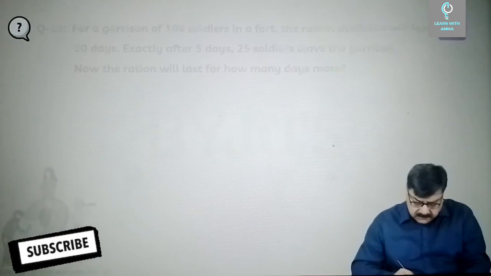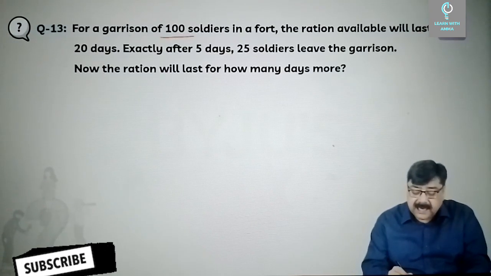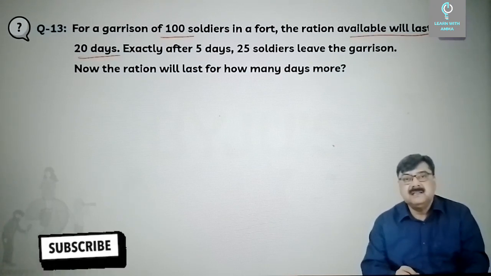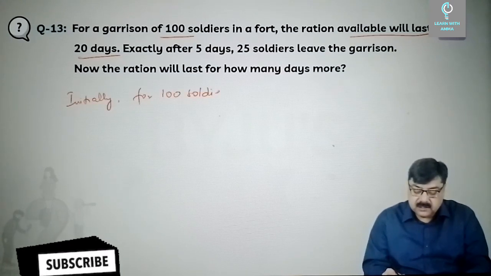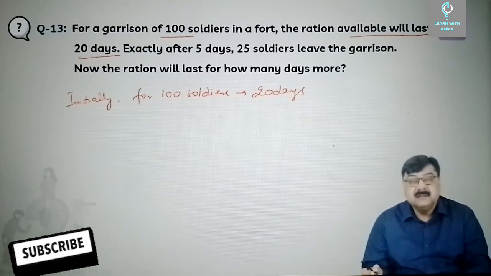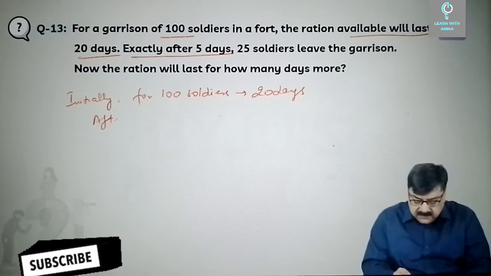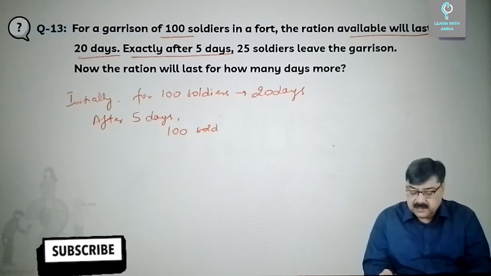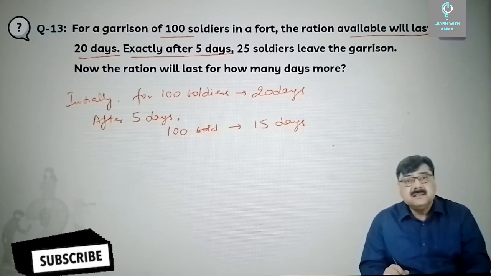Now the other way around. Same type of question with a little change, a little twist. For a garrison of 100 soldiers in a fort, the ration available will last for 20 days. So initially, for 100 soldiers, the ration is available for 20 days. After 5 days, hold it, I'm not reading the question further. Now, first of all, after 5 days, these 100 soldiers will have ration available for 15 days.